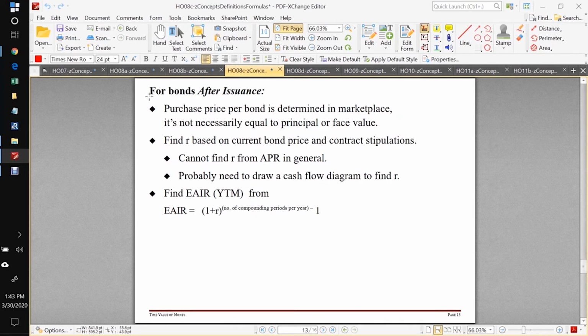After issuance was the second time that we considered bonds like this, real-world marketplace bonds where interest is paid semi-annually. So after issuance, the purchase price of the bond is going to be determined in the marketplace. Okay, so it's not necessarily going to be equal to principal or face value. So as a result of that, we're going to have to find our native R based on the current bond price and the contract stipulations. We can't find R from the APR anymore in general, and we're probably going to have to draw a cash flow diagram to find that R. Once we find the R, we can find the EAIR, and this is still the same as YTM.